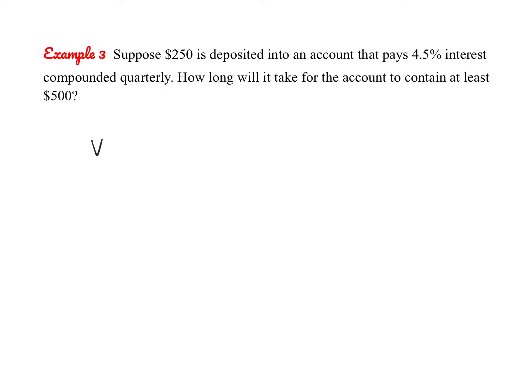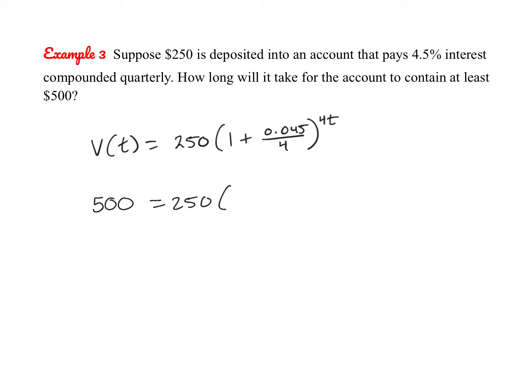So we can model that. So remember, it's your principal, which in this case is 250, times 1 plus your interest rate as a decimal divided by the number of times you compound per year, raised to that same number times t, which is the number of years that's gone by. So this models this account, and they ask how long would it take for the account to contain at least $500. So here they're saying the value is 500, and we're actually solving for t, which you can see is in the exponent. So this is an exponential equation.